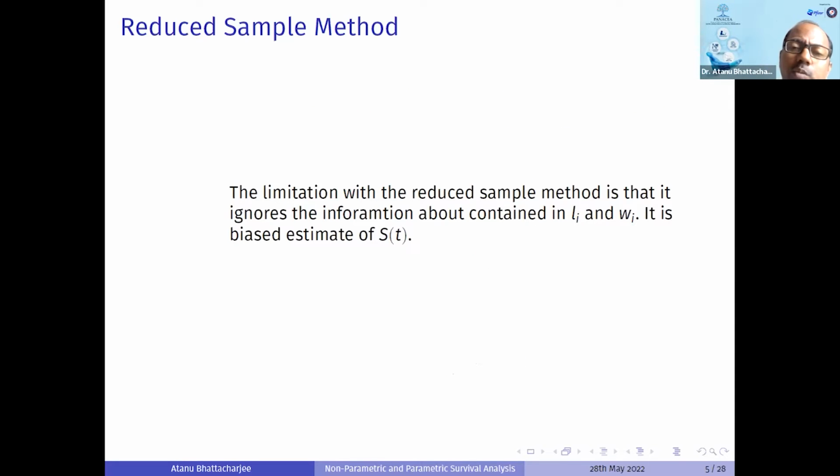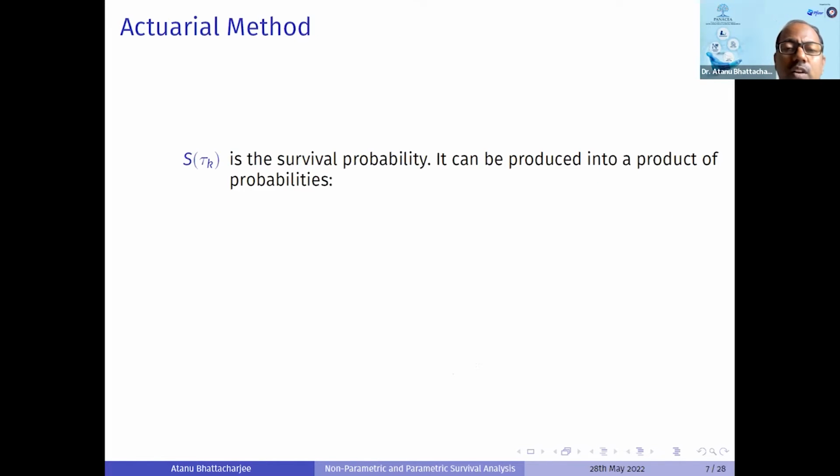The limitation of this reduced sample method is that it ignores the information about the censoring, L_i and W_i. It sometimes gives a biased estimate of S(t), but it is the easiest way to calculate it.